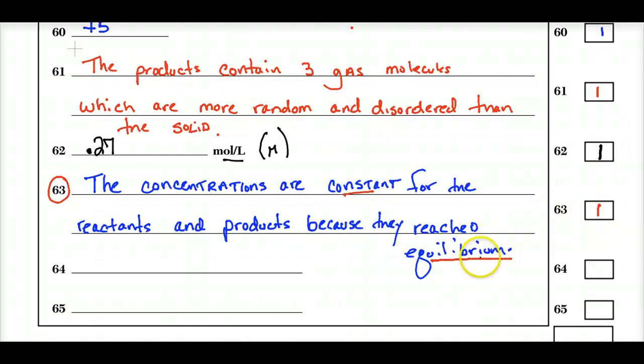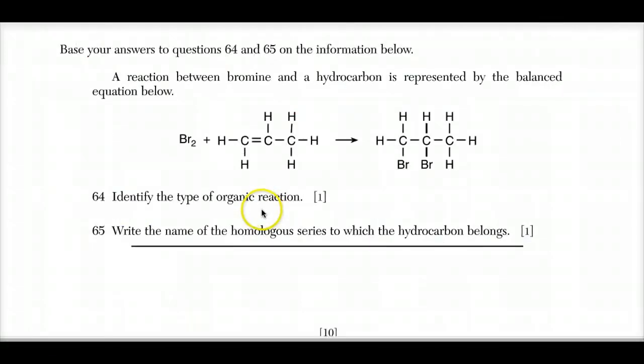Not necessary to have equilibrium, although I think you should, but again, I would stick to the scoring guidelines of New York State. Number 64. Number 64 states, identify the type of organic reaction that's given. So let's go read about this reaction.